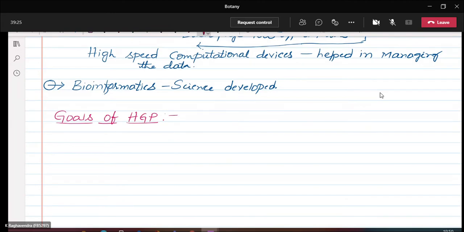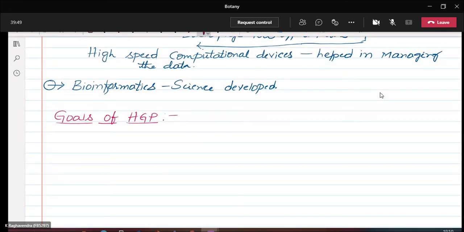Anyway, why is it called a mega project? It is a 13-year project, as I told you, from 1990 to 2003. We have also discussed who carried out this project: the US Department of Energy and the NIH. Certain other countries also lent a hand in the Human Genome Project. Then we'll come to the goals.